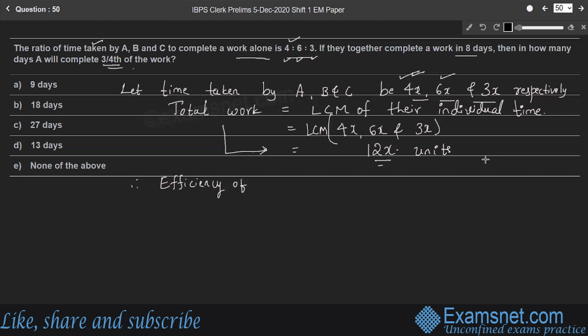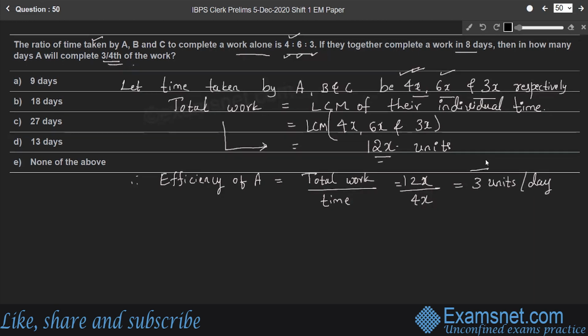Efficiency of A. What is the efficiency formula? It is total work by time. So total work is 12x by time taken by A is 4x. Therefore, efficiency of A is 3 units per day. Efficiency means what amount of work has been done by A in one day.